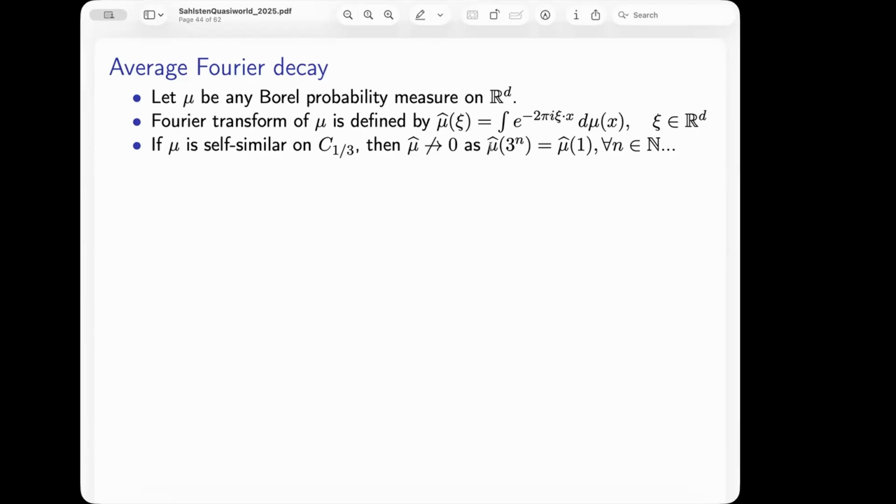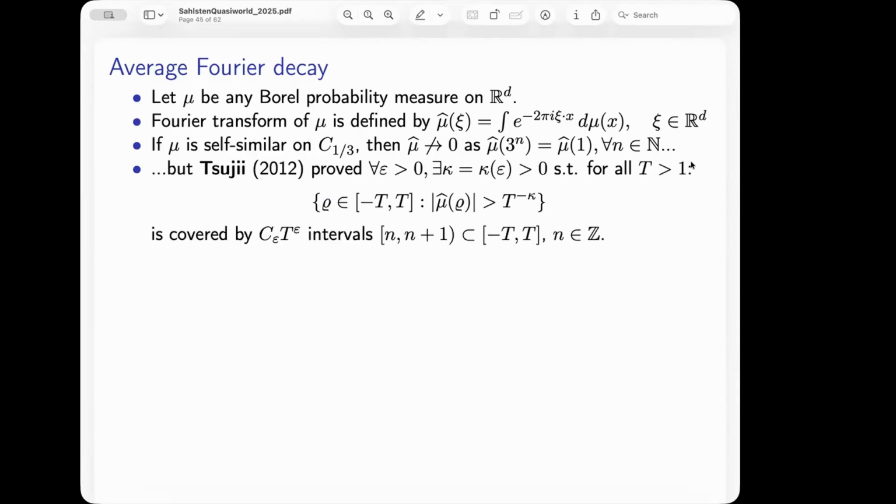If you take the Fourier transform of this measure with this formula at the frequency 3 to the power n, it's invariant. By the fact that the middle-third Cantor measure is invariant under multiplication by 3, you plug that in and get that it's actually a constant function along this sequence. So the peaks will just repeat up to infinity.